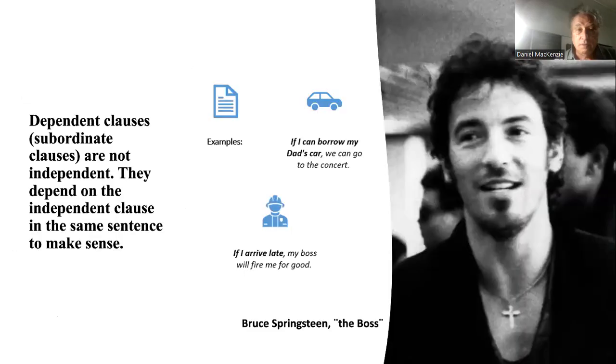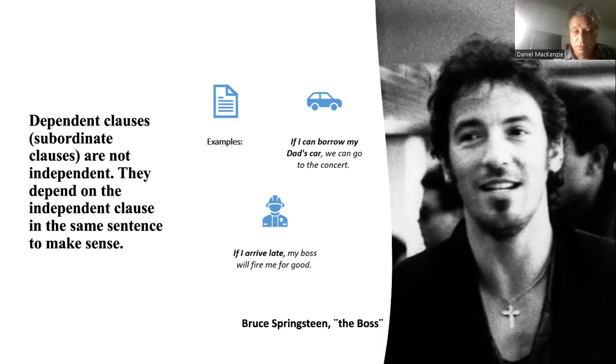Dependent clauses, or subordinate clauses, are not independent. They depend on the independent clause in the same sentence to make sense. Examples. If I can borrow my dad's car, we can go to the concert. So the dependent or subordinate clause in this case is written in bold, if I can borrow my dad's car, because by itself, it wouldn't make any sense.